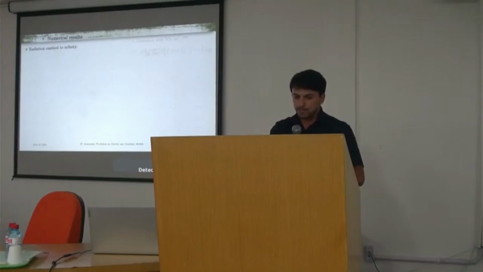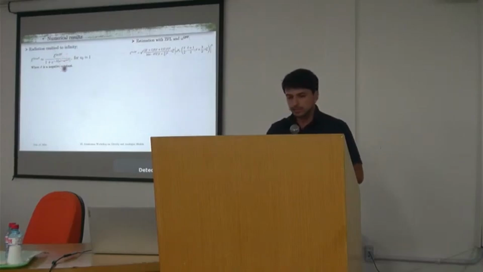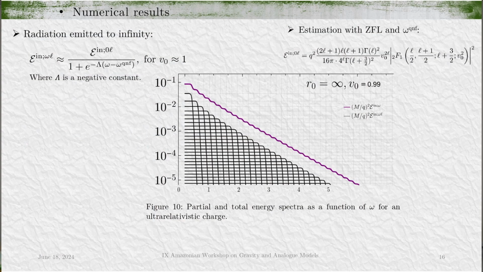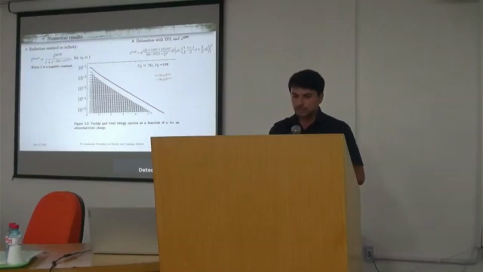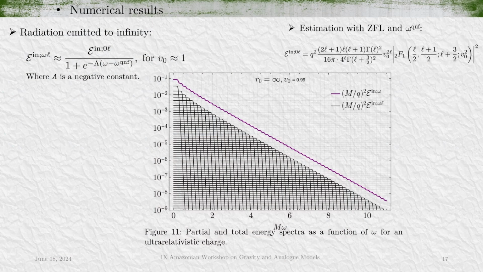So we can do more. We can construct the spectrum using this insight. For example, if we consider that the spectrum is a sigmoid-like function in this case, characterized by the zero frequency value and the quasi-normal modes of the black hole, and also characterized by an additional negative constant in this way, we can reproduce the numerical results, and we can do more. We can go further than the numerical results, and this is very interesting.